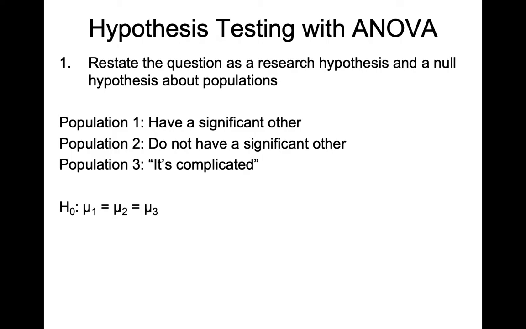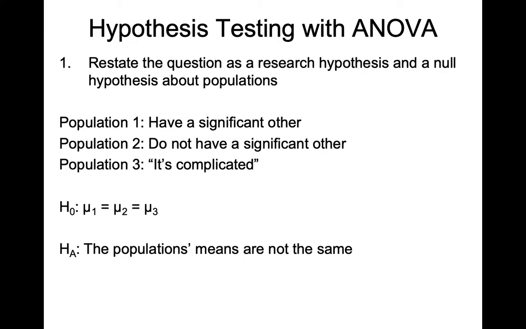Under the null hypothesis, we'll say that mu1 is equal to mu2 is equal to mu3. So under the null hypothesis, all of these 3 populations of people would be equally happy. Under the null hypothesis, relationship status doesn't matter. Alternatively, under the research hypothesis, otherwise known as the alternative hypothesis, we simply say that the population means are not the same. So the hypotheses are relatively simple and straightforward in analysis of variance.